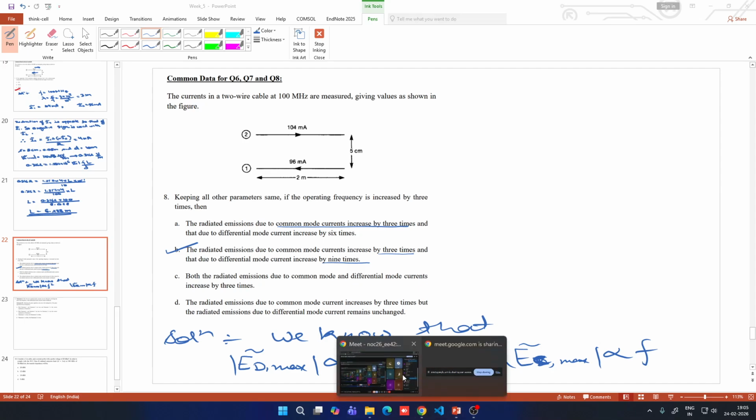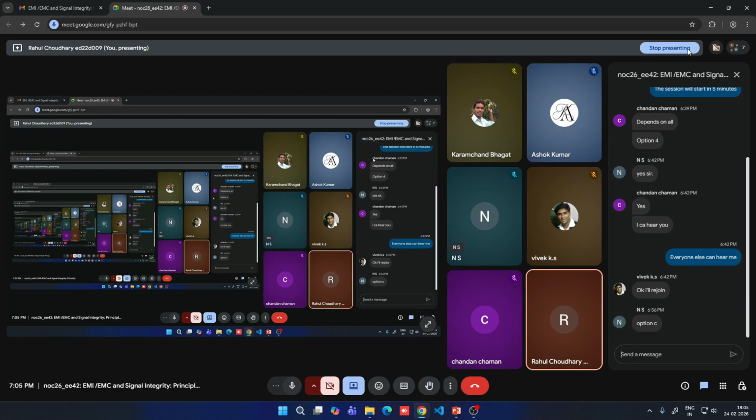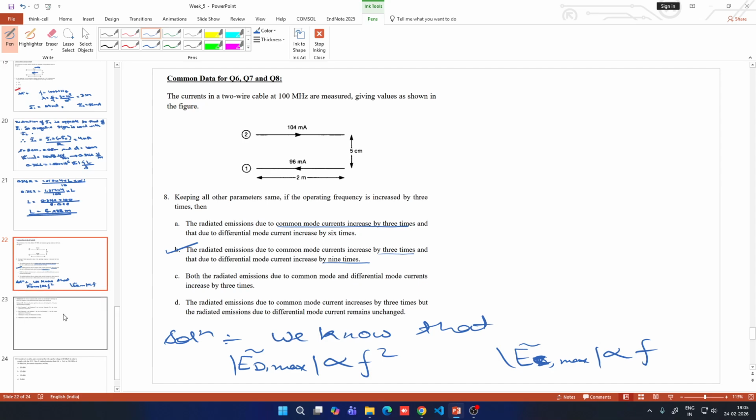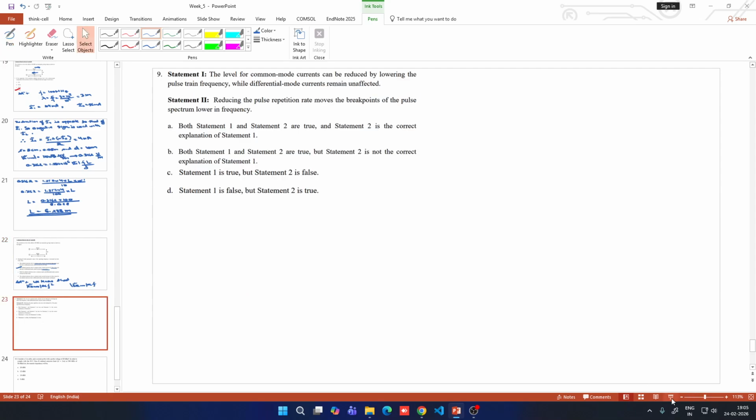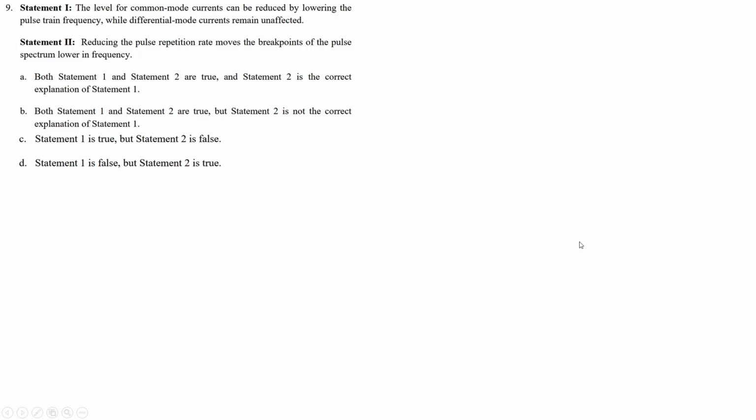If you have any doubt in this, please let me know. If this is clear, we will move on to question number 9. In question number 9, two statements are given. Statement 1 states that the level of common mode current can be reduced by lowering the pulse train frequency while differential mode current remains unaffected. And statement 2 states that reducing the pulse repetition rate moves the breakpoints of the pulse spectrum lower in frequency.